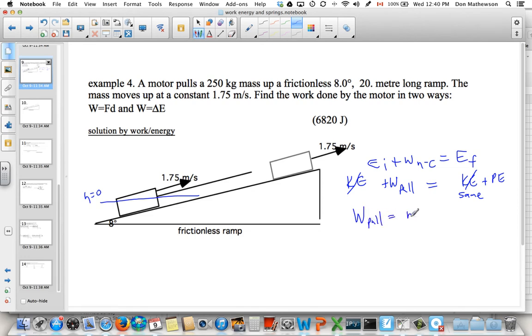And potential energy is mgh. The mass is 250. We'll just leave g as 9.8. And the height here, well, the height's not given, but we know it's a 20-meter long ramp, so the height is just 20 times the sine of 8 degrees. Now, for easy comparison, I'm going to leave the answer in that form.